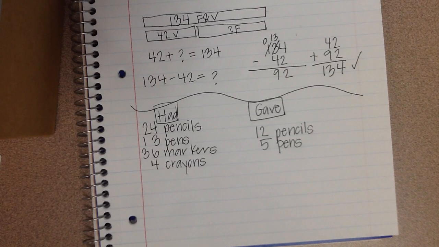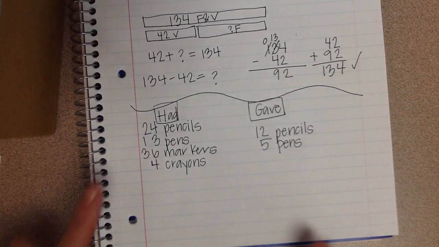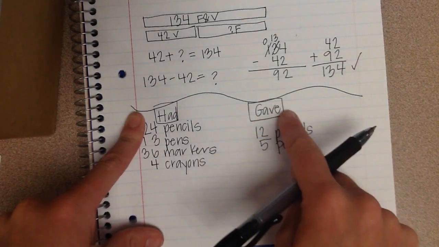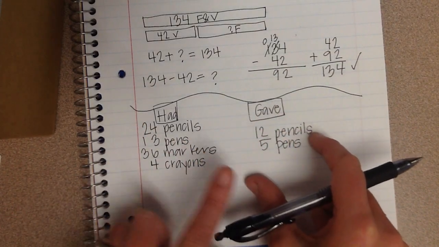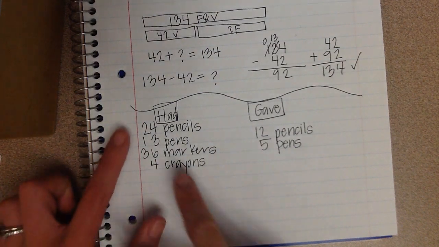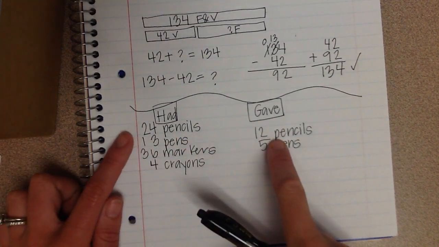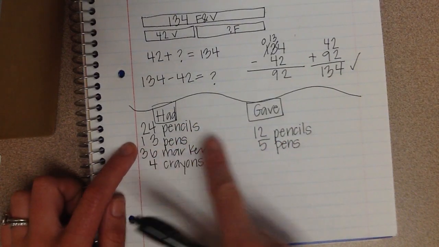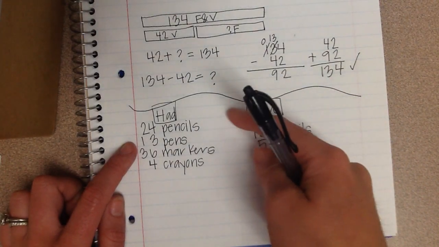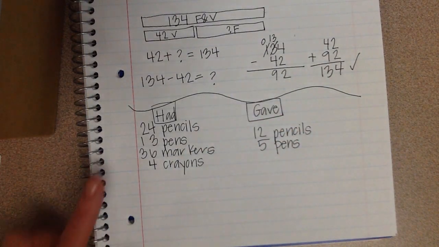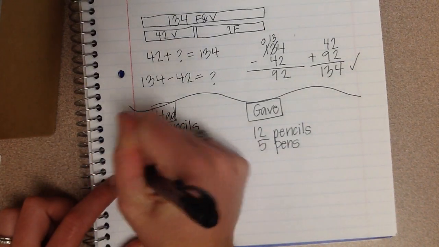Okay, there are many ways we can do this. One way is we can add all of these up and add all of these up and then subtract this from here. Or we could say 24 minus 12 to get our answer, 5 from 13 to get our answer, and then we add our 2 answers up with our markers and our crayons. So first of all, let's add this up.